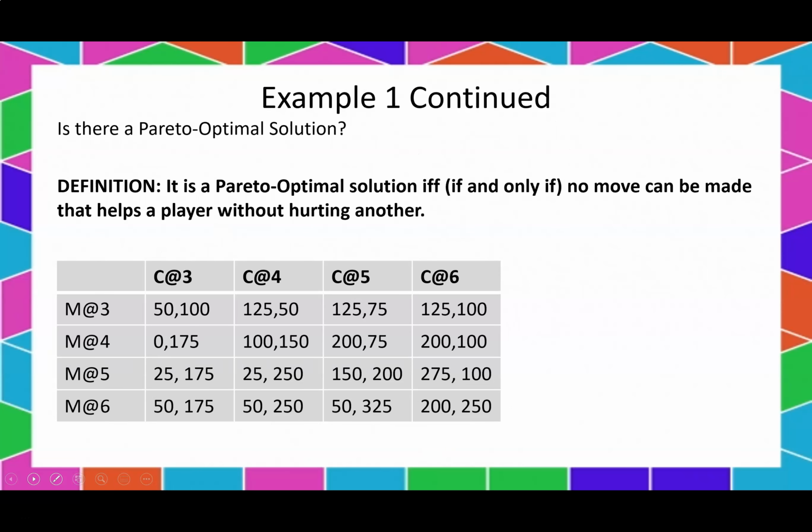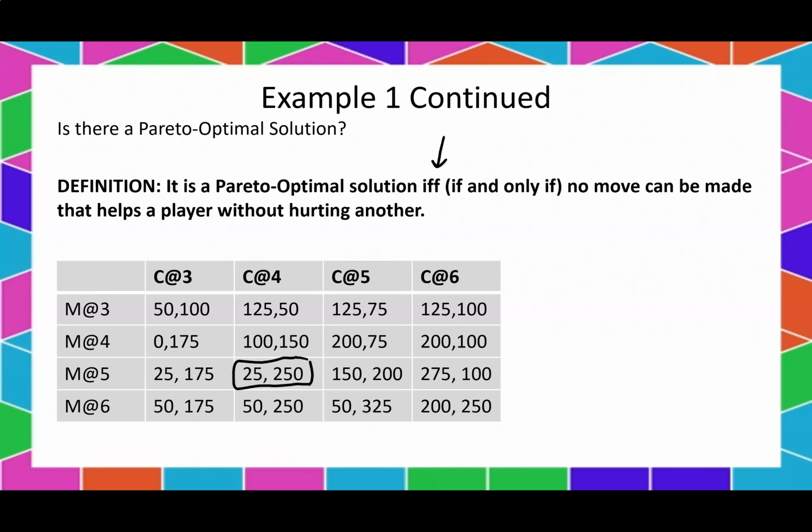Is there a Pareto optimal solution? Here's the definition you should get down. It is a Pareto optimal solution if and only if, that's not spelt wrong, that's just how you spell if and only if, no move can be made that helps a player without hurting another. Well, let's see if this is a Pareto optimal solution.